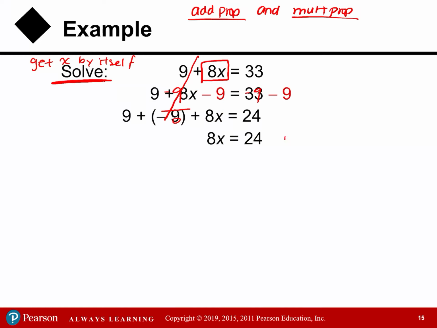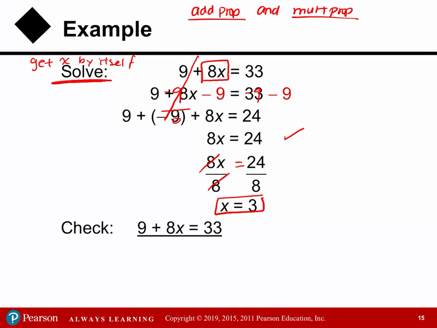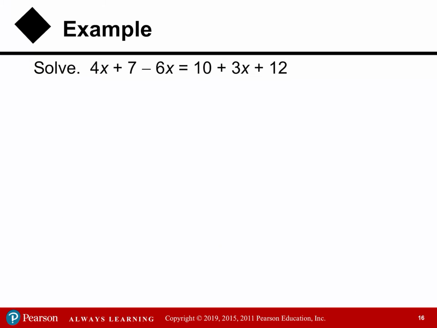All right. So we're there. 8x equals 24. Now we can use our multiplication property, division property. We can go ahead and divide both sides by 8. 8 divided by 8 gives us 1. And what is 24 divided by 8? We get 3. Now we got x by itself. And we have solved the problem, and our answer is x equals 3. And you can always check it by plugging it back in and working it out. And yes, it holds true.